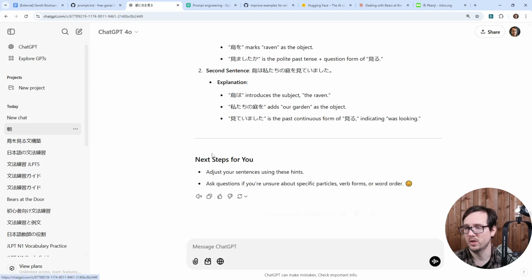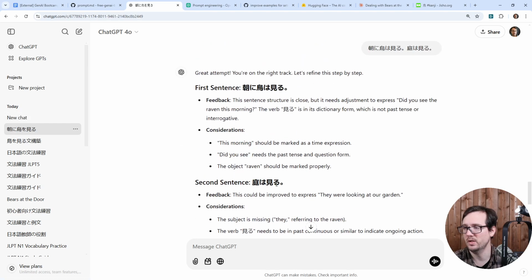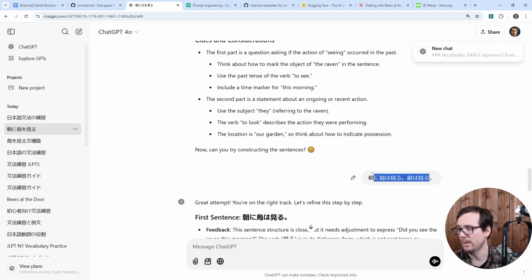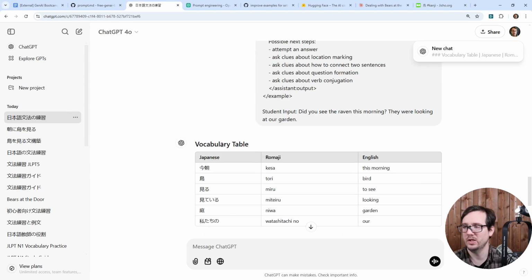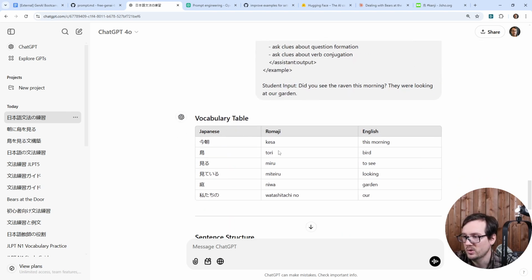Now we still have the previous conversation, so what I can do here is kind of cheat, and we're going to copy this one here because I want to further it along, but it might actually give us a different vocabulary here. So now we have keisa, tori, miru. So tori just means bird, right? So instead of raven, it's just giving us bird, which is even easier.